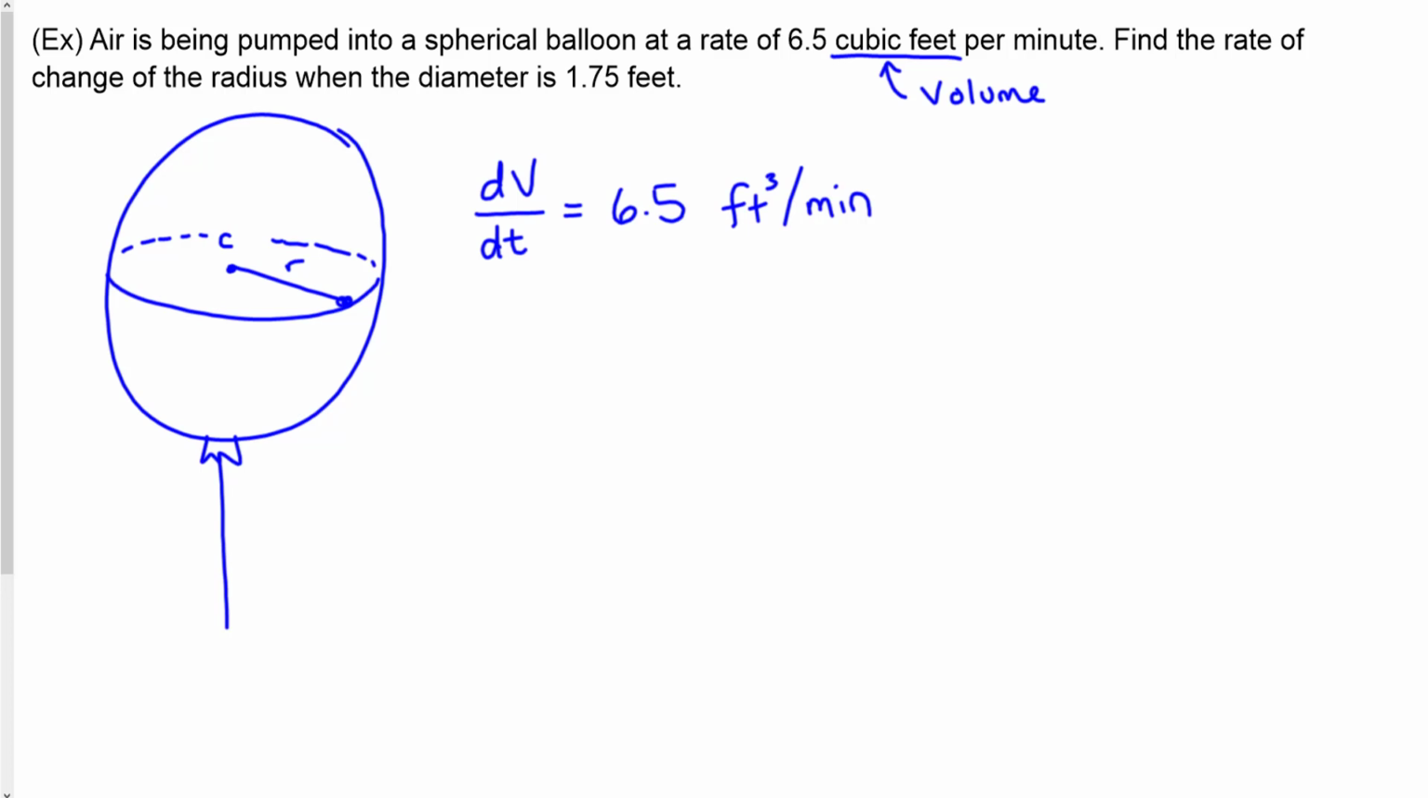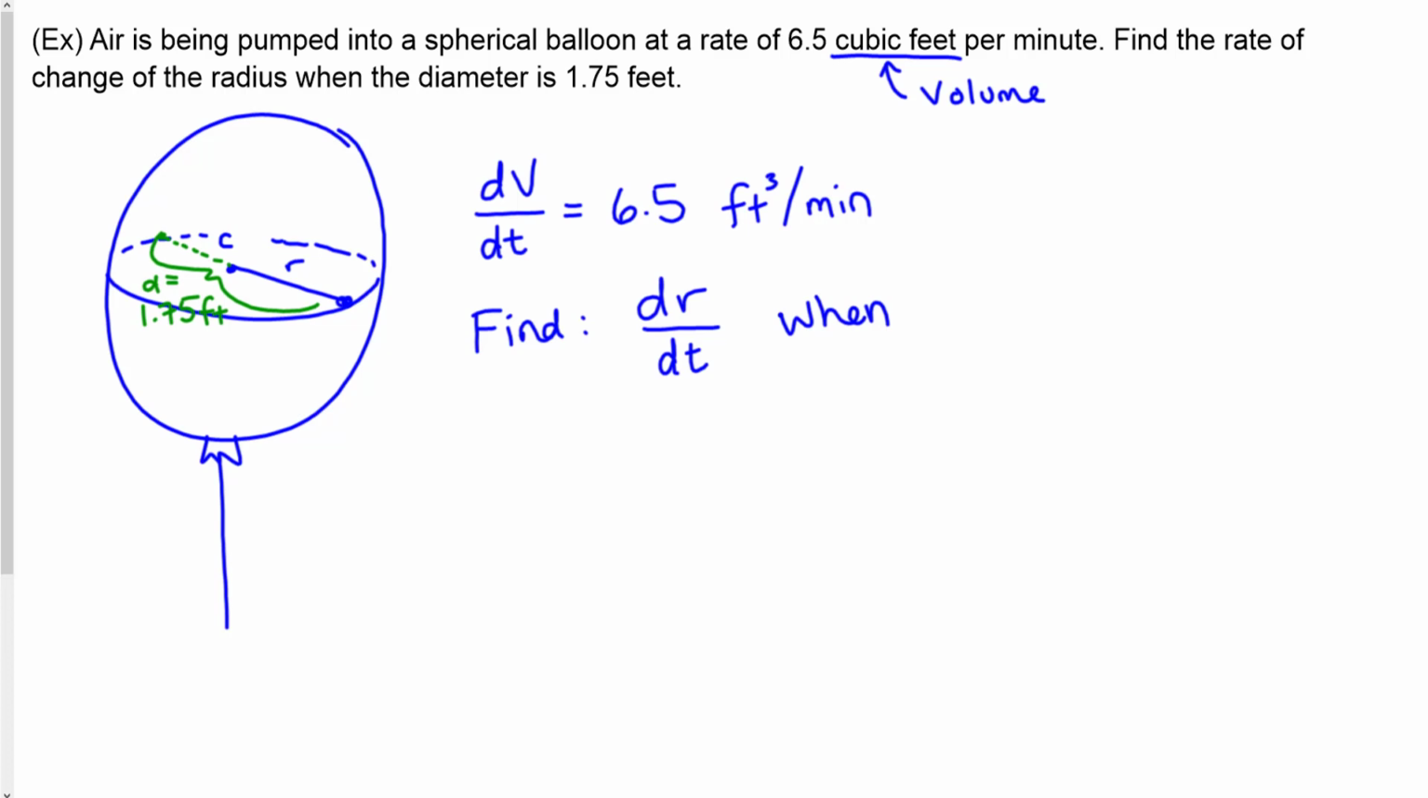They want us to find the rate of change of the radius. So the rate of change of the radius would be dr dt when the diameter is 1.75 feet. So the diameter is the distance all the way across, like from this point here all the way across. The diameter of this sphere is 1.75 feet, which means the radius is half of that.